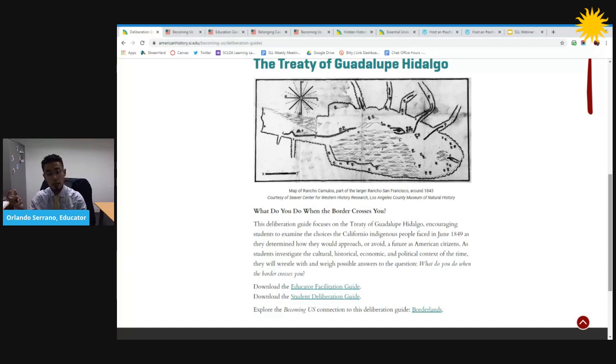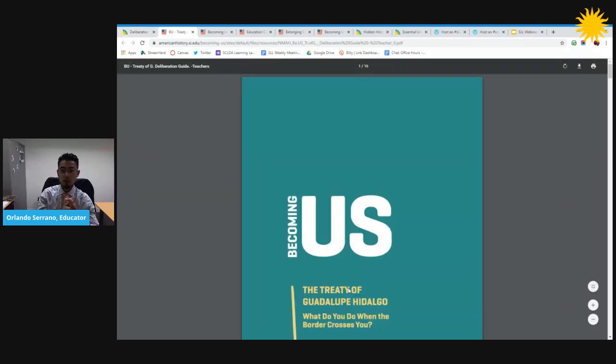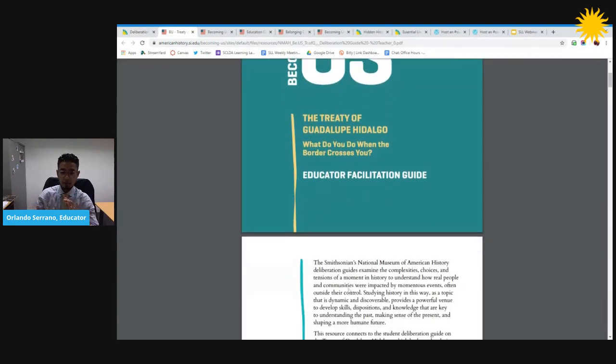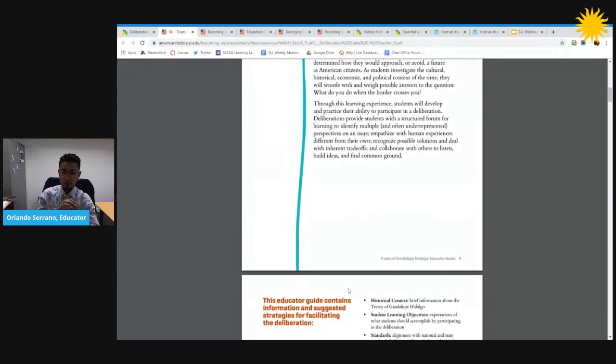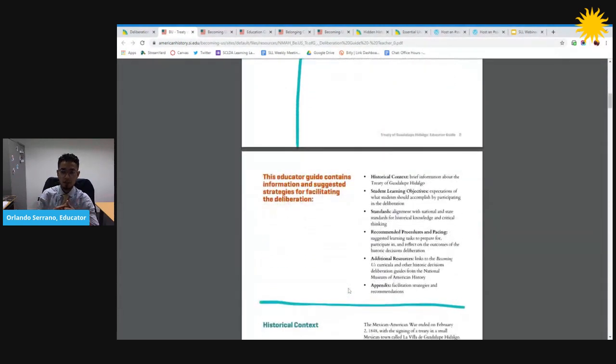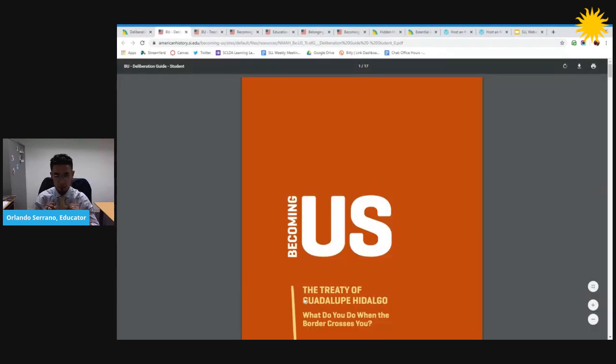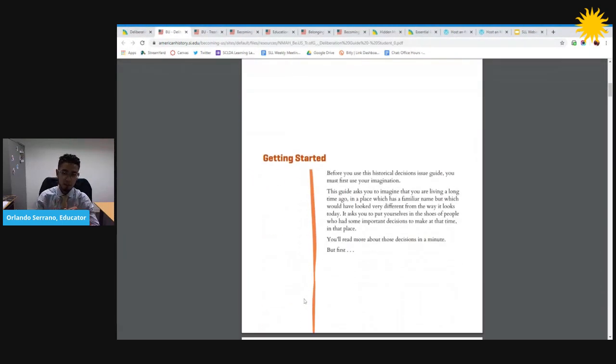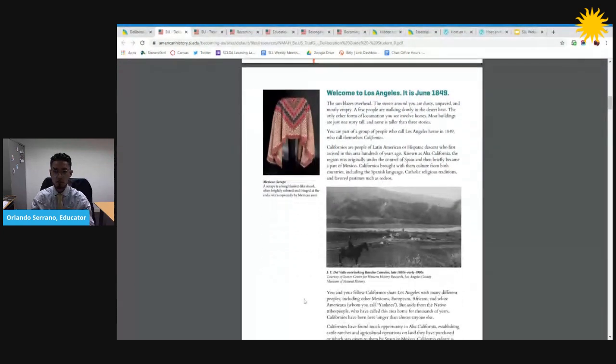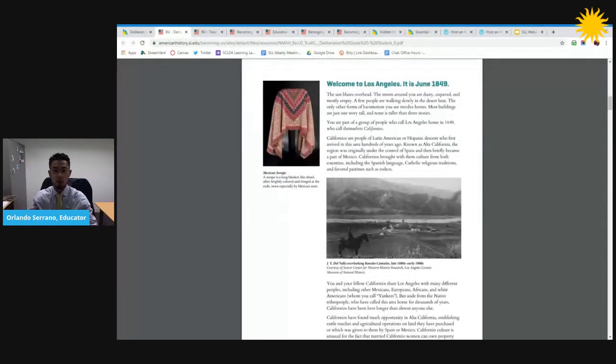And there's an educator guide and a student deliberation guide. The educator guide walks teachers through how to set this up. And for students, it's again the student-facing materials. And to explain what a deliberation guide is as simply as possible, students are presented with a situation. So you see here, boom, we happen to be in Los Angeles. This is a time frame. This is what's going on, right?